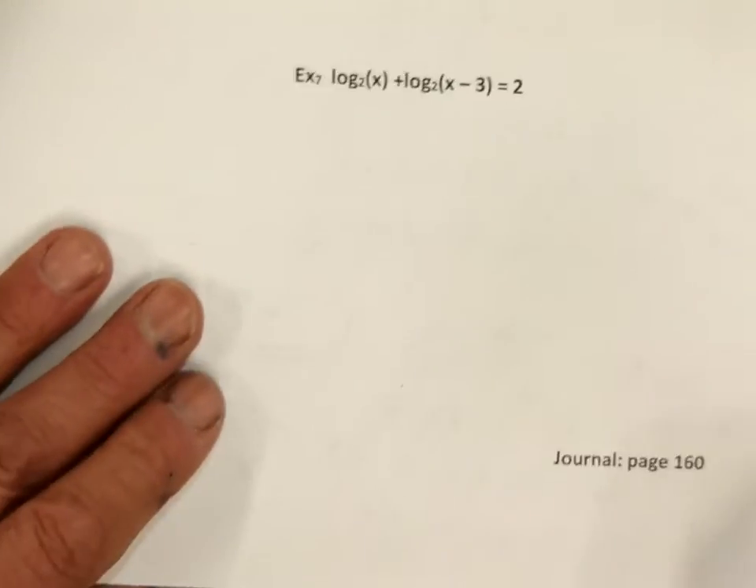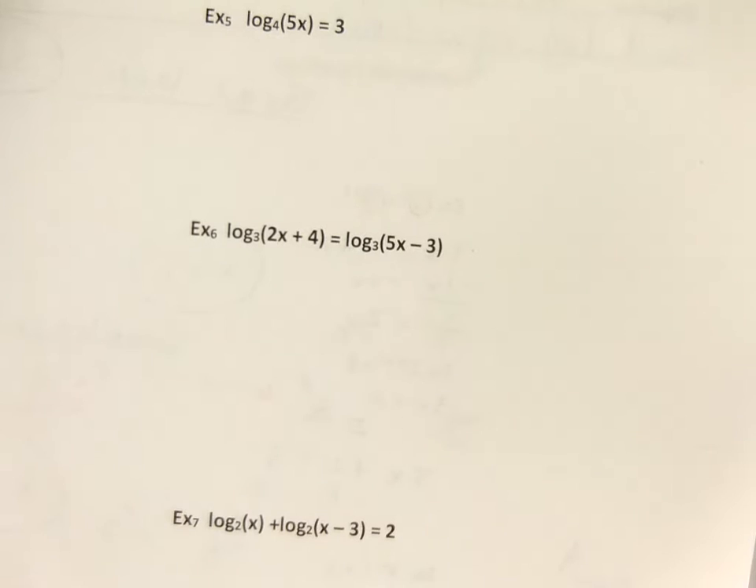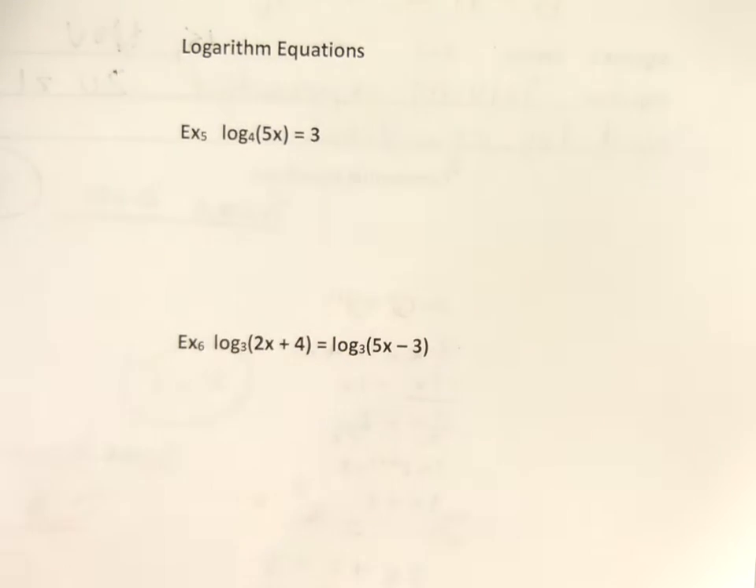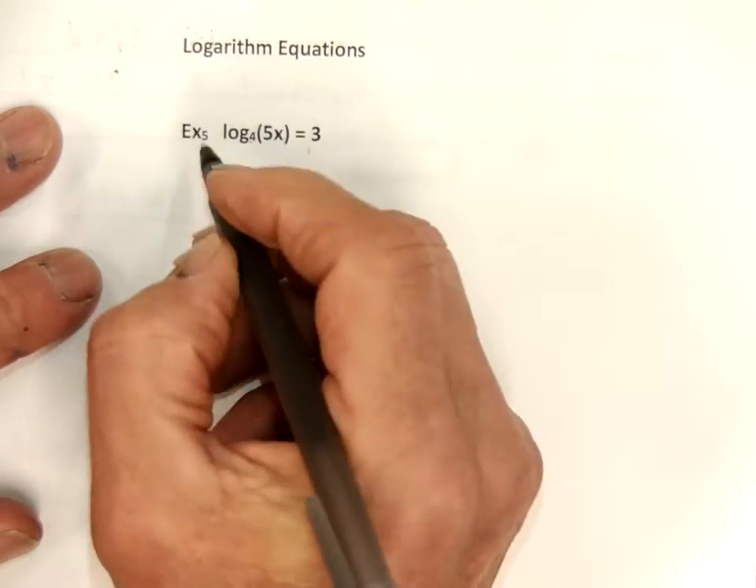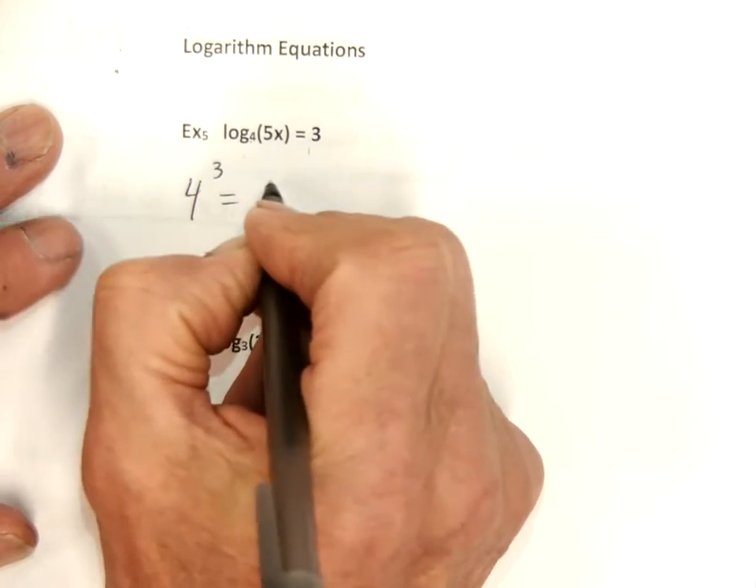What do we got? All right, log equations. Well, shoot. Example 5 is pretty easy if you remember the trick. You change it. You know how to change it? Change it from log form to exponential form, right? So what am I going to write? Do you see it? How about 4 to the 3 power equals 5x?